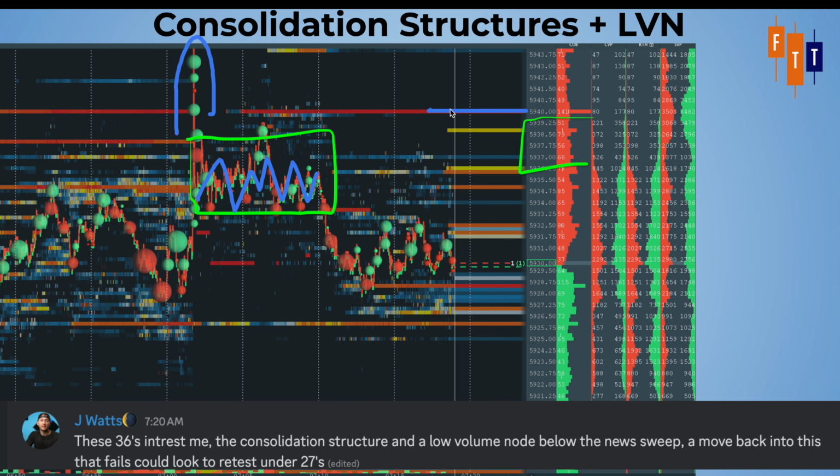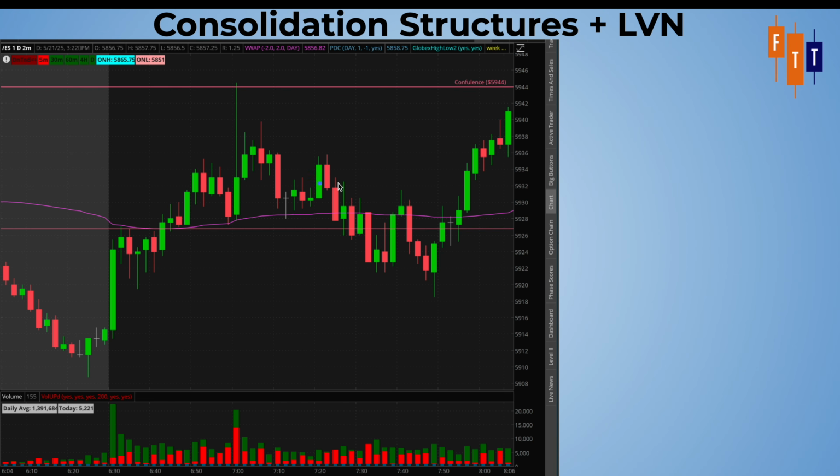We have a big passive seller here at 59.40, and we have this low volume node, which is right above this consolidation structure. And so to me, I view this as not a lot of interest to take it higher because there's low volume there. So the sellers can take control. So if this comes back up into this level, into this range, and can't get above this seller at 59.40, then I want to look to short and go lower. And this is the implication of that.